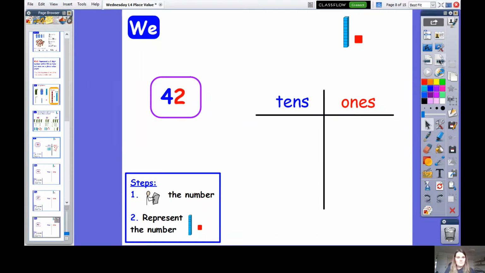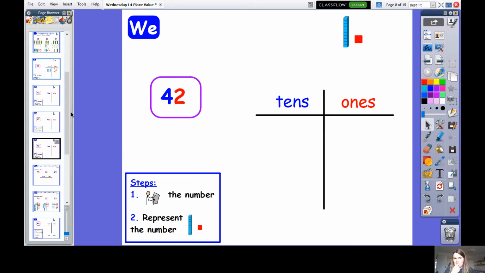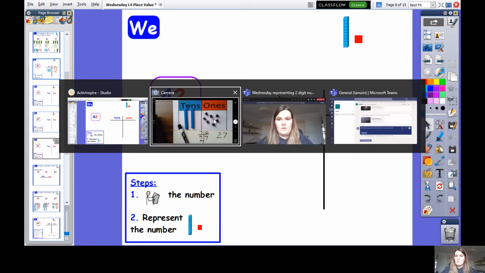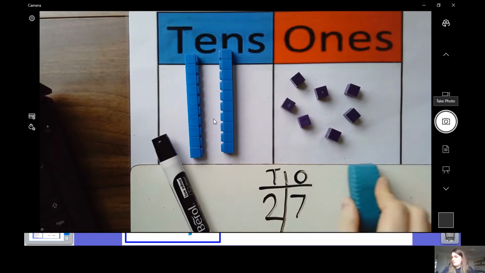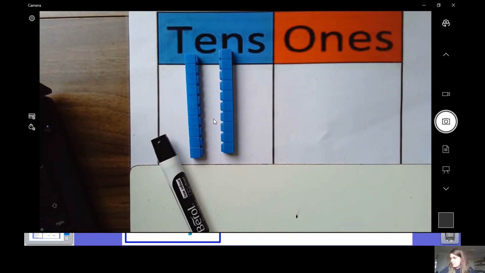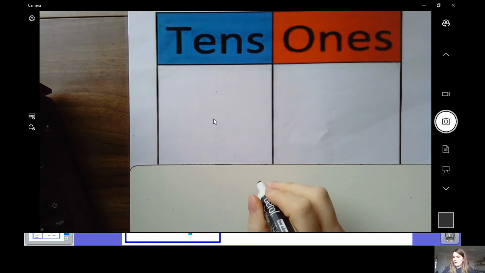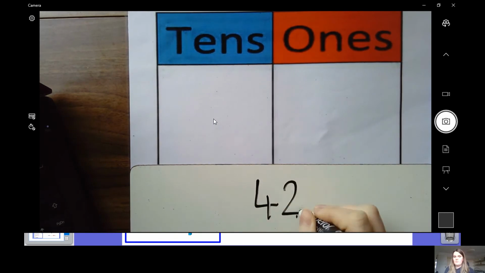Fantastic. All right. So you're going to have a go at this one all by yourself. Can you make 42? You're going to tell me the steps. Tell me exactly what to do. Okay, what do I do first? I write my number. What is my number? 42. Very good. My number is 42.